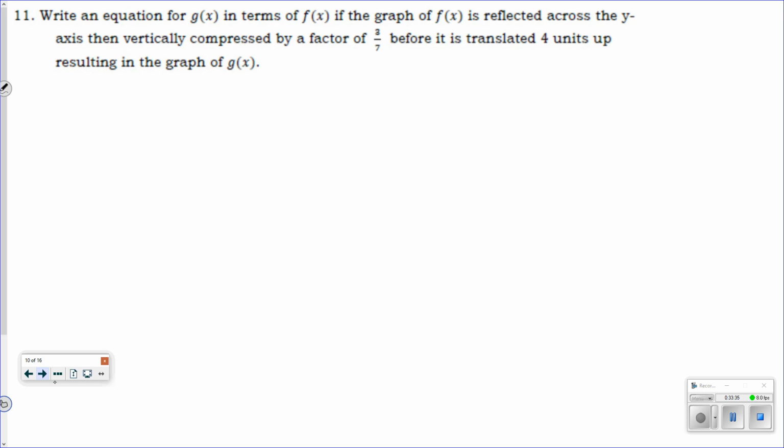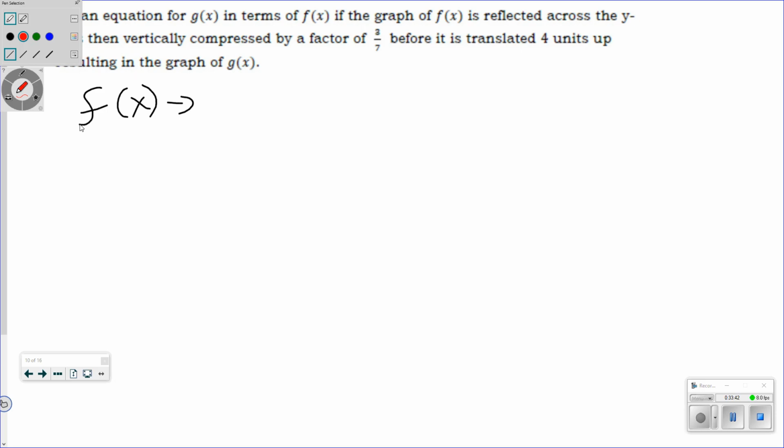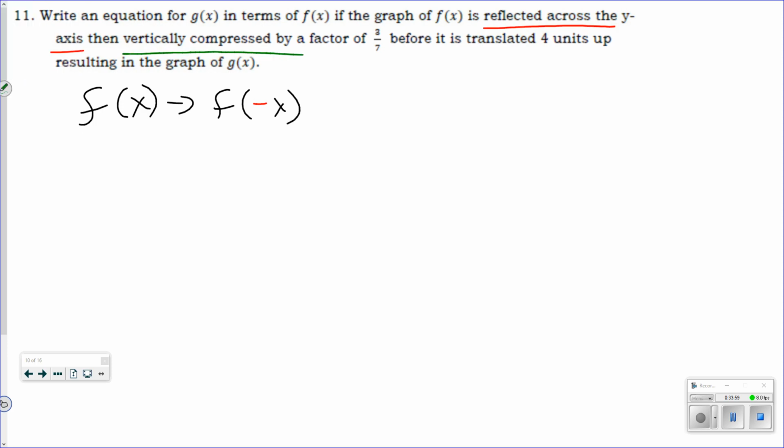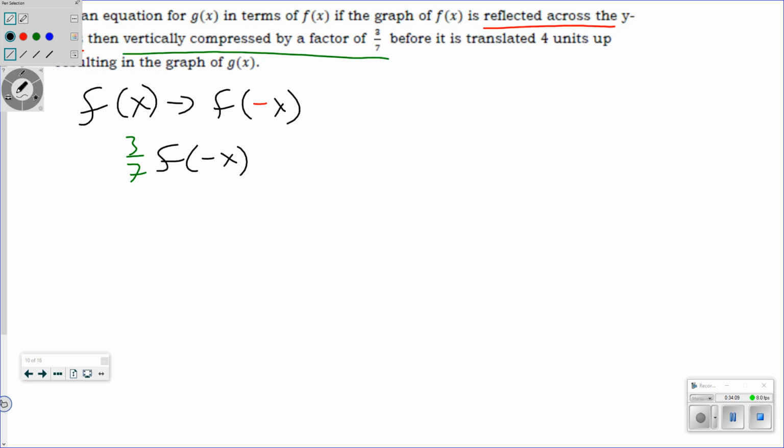Number 11, another question just like the one we just did. So again, I have f of x. The first thing I do to it is reflect it across the y-axis. That again is a horizontal reflection. So you have f of -x. After that, we vertically compress it by a factor of 3/7. Vertically means your a. So now we have 3/7 f of -x. Then it's translated 4 units up. So we add 4. And this thing is your answer: 3/7 f of -x, all plus 4.